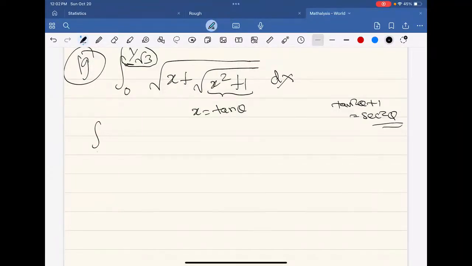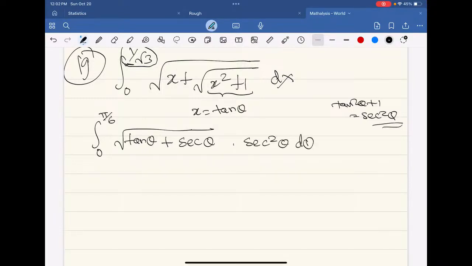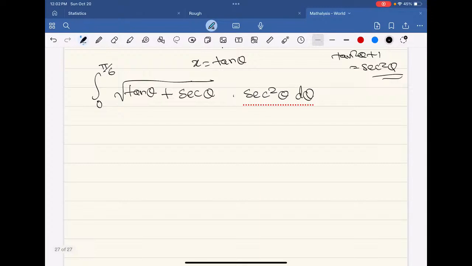So if we do that, this will just be integral from 0 to pi by 6, since tan 30 is pi by 6. Now this is root of tan theta plus sec theta, right? And over here we will have dx as sec squared theta d theta. Now what do we do? For this one, I think that integration by parts can be helpful. If I just name this as, let's say, I as integral of root of tan theta plus sec theta, I think that integration by parts can be helpful.